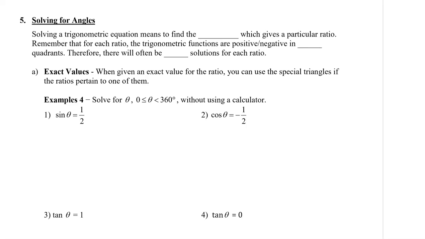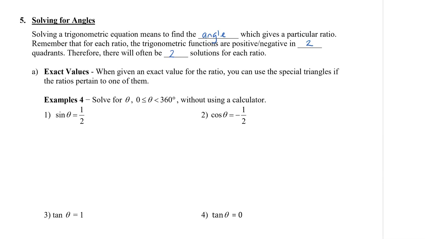In this video, we're going to take a look at how to find an angle or angles given a particular ratio. So solving a trigonometric equation means to find that angle which gives that particular ratio. Now remember that for each ratio, the trigonometric functions are positive or negative in two quadrants, and therefore there will often be two solutions for each ratio.